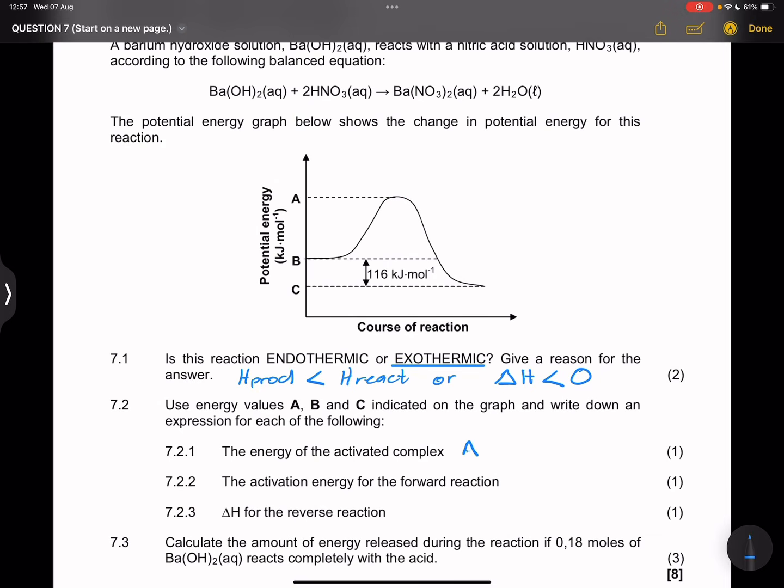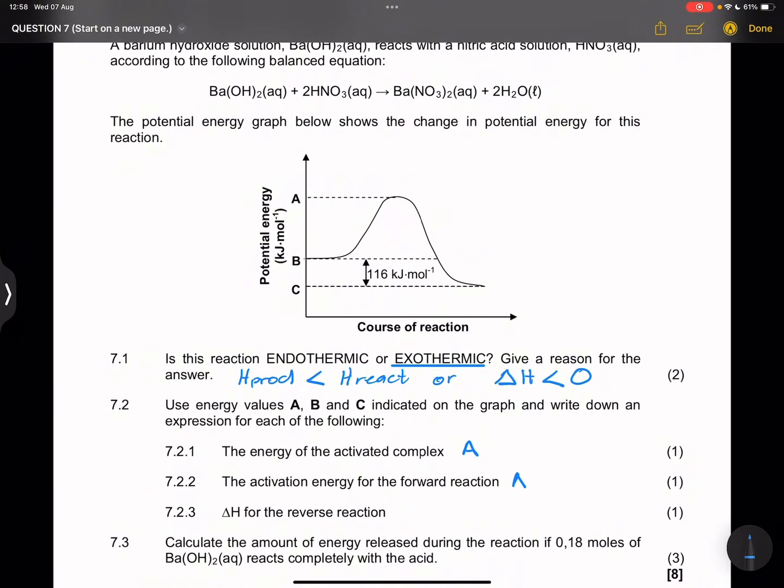They say the activation energy of the forward reaction. Now, please note, for the forward reaction, we start on the reactants, and where do we go? All the way to our activated complex. So that means for the forward reaction, it will be A minus B. So it will be the energy of the activated complex minus the energy of our reactants. Which means that would be A minus B.